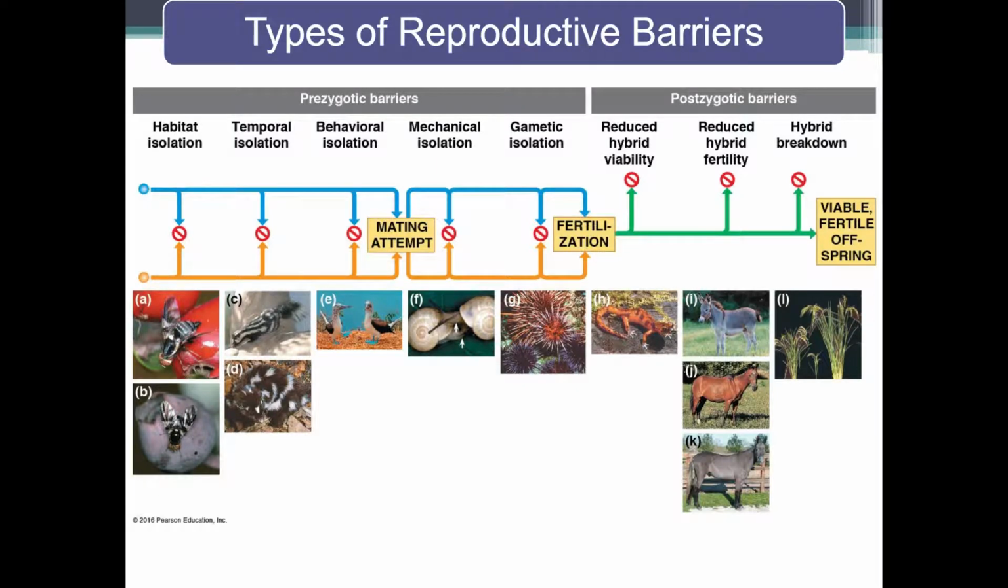Those are possible hybrids. But then when those hybrids try to reproduce, they are not successful. The mule, the zorse, the liger, those are going to be sterile offspring, hybrid offspring that are created. And then hybrid breakdown is successful hybrid offspring that are produced, but when those hybrids try to reproduce, their offspring are not fertile.